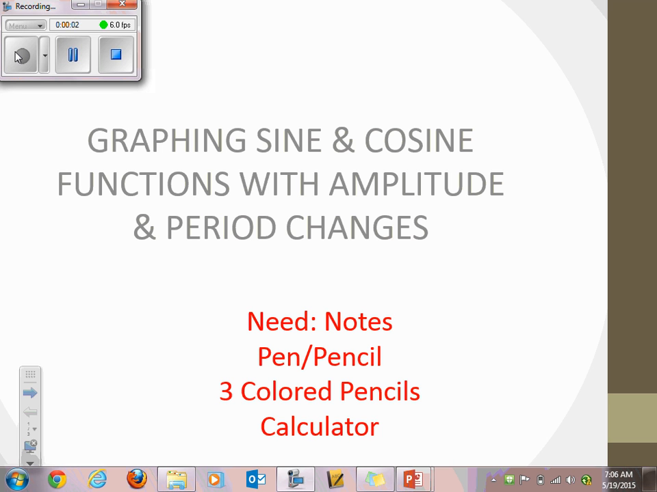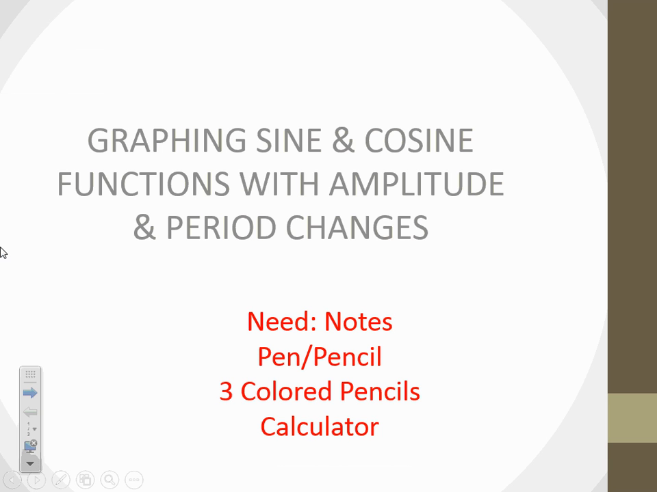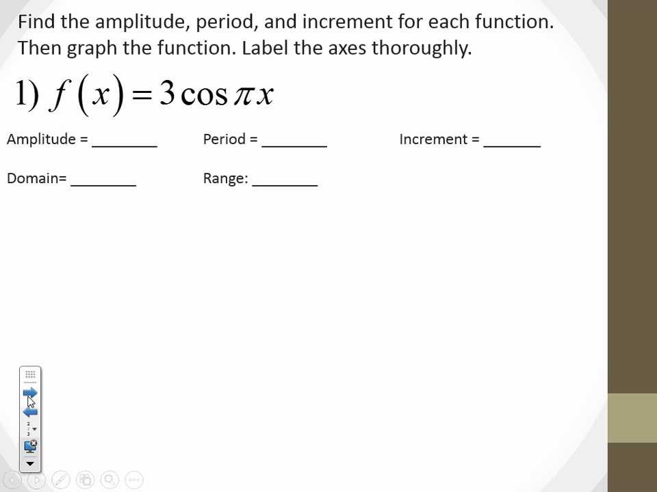Welcome, ladies and gentlemen. Today we're going to talk about graphing sine and cosine functions with amplitude and period changes. So we're going to put the two things we learned the other day together. All right, you're going to need your notes, a pen and a pencil, 3 colored pencils, and a calculator. All right, here we go, ladies and gentlemen. We're going to move right into our examples.